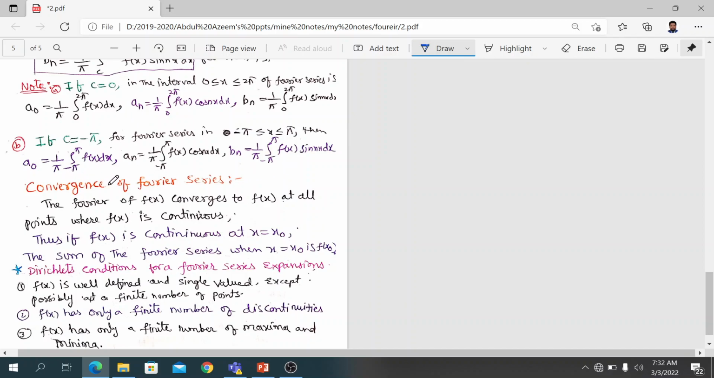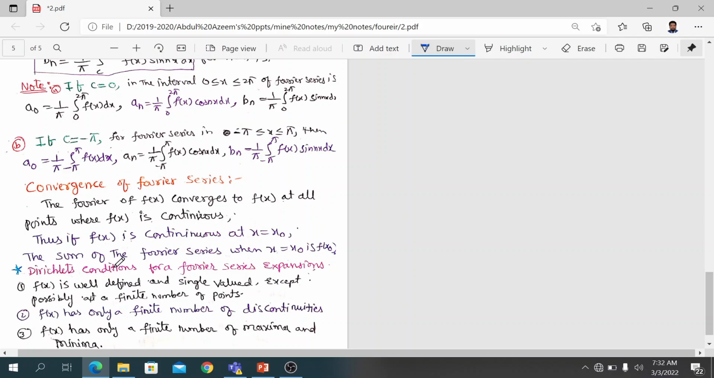Now, convergence of Fourier series. The Fourier series of f of x converges to f of x at all points where f of x is continuous. Thus, if f of x is continuous at x is equal to x naught, the sum of the Fourier series when x is equal to x naught is f of x naught.